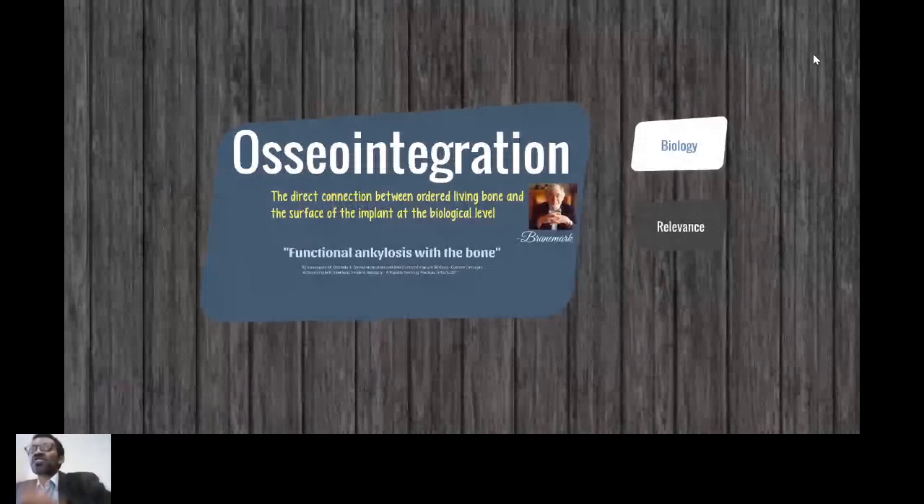what happens to osseointegration before we start our procedure? Can it be affected before I even place my implant? Yes, it can. That's why they founded the concept of biological aging of titanium surfaces, something called like this.